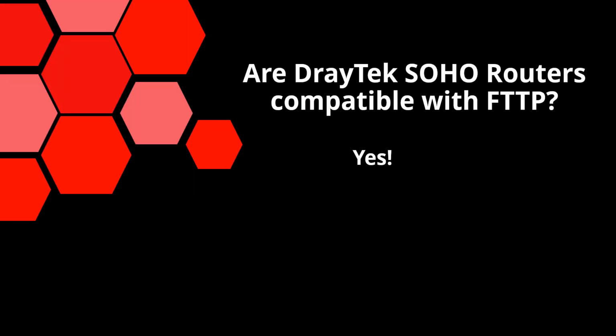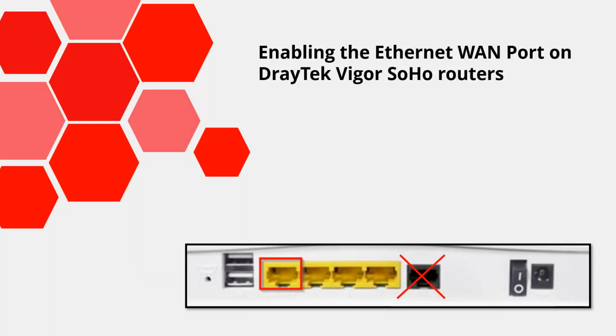Okay, are DrayTek SOHO routers compatible with FTTP? Yes, they are. And so let's have a look briefly at some additional configuration steps. Here's one of our 2760 routers that comes with a built-in DSL modem. As a backup option, one of its Ethernet LAN ports can be switched into the WAN mode, allowing you to connect the FTTP service.